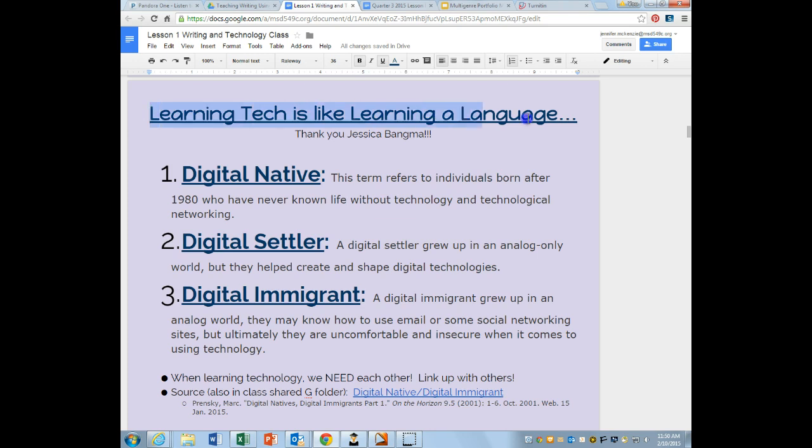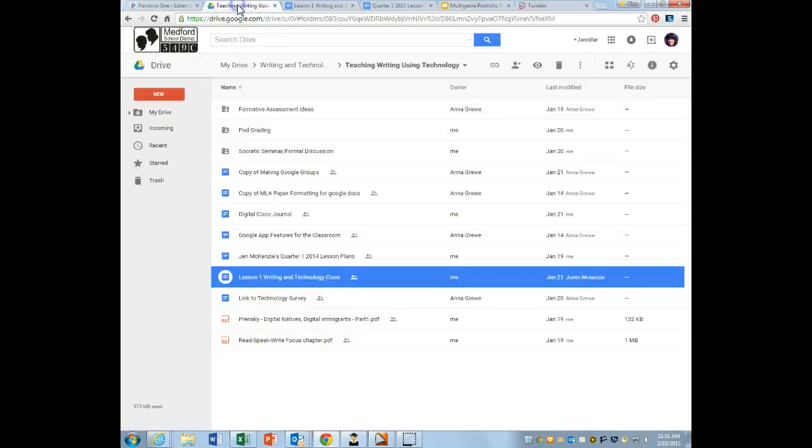Learning technology is like learning a language. If you want to check out research on those terms, you can click on the link and go to this article. Anna also sent everybody this folder full of resources. Everything that we're using in this class, we're dumping in this folder, so you can find all resources here.